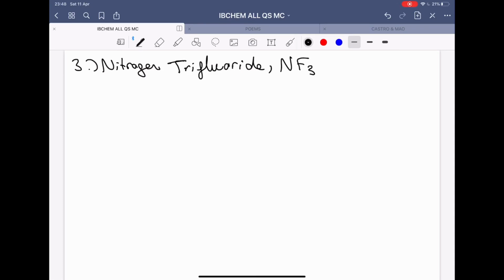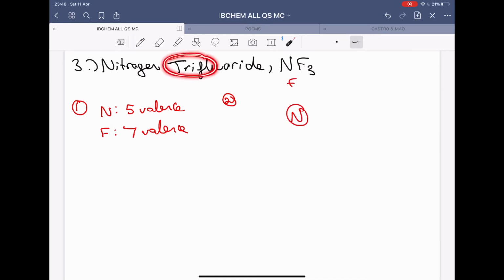NF3. I'm going to repeat the exact same process as I've done for the previous two questions. Nitrogen has 5 valence electrons. Fluorine has 7 valence electrons. And I'm going to write that. Drawing the ball and stick diagram now.